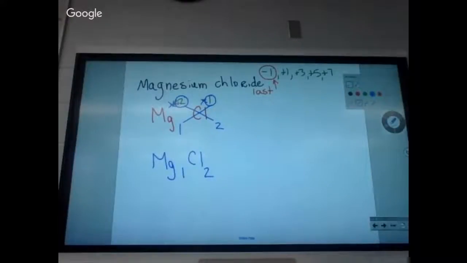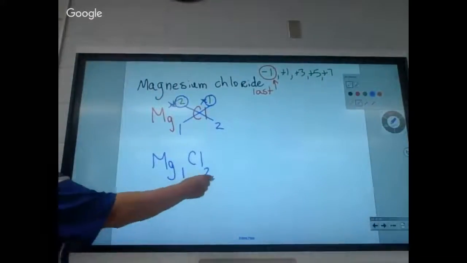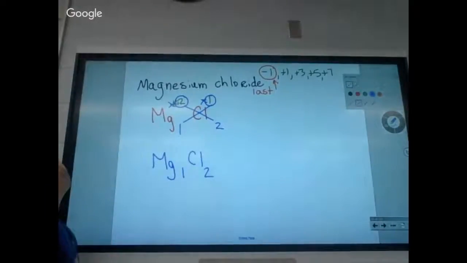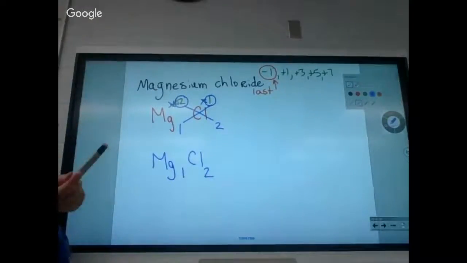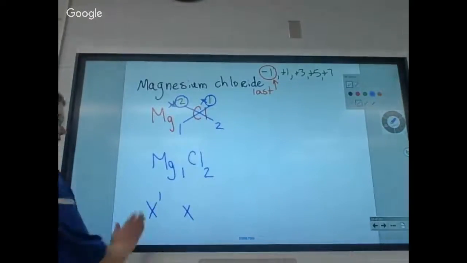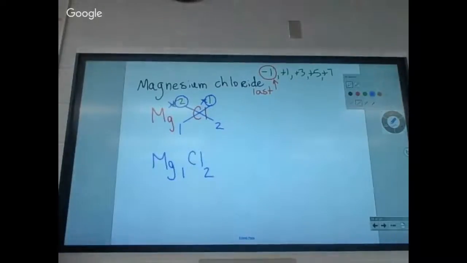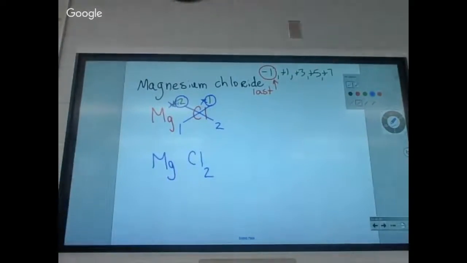All right, so when you look at this, does 1 and 2 reduce? No. In math class, can you reduce a 1 and a 2 any lower than it is? No. So we don't need to do step 4. And just like in math class, do you write x to the first or do you just write x? Just x. Okay. So I'm going to take that 1 off and not write it. So that would be your answer.